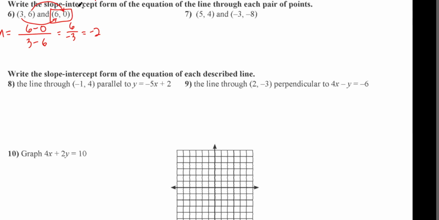When I say use it, what am I using it for? I'm taking that x and y and I'm plugging it in to y equals mx plus b.